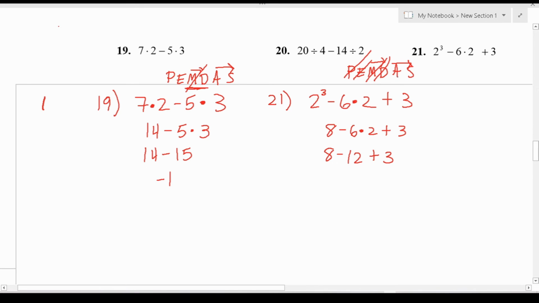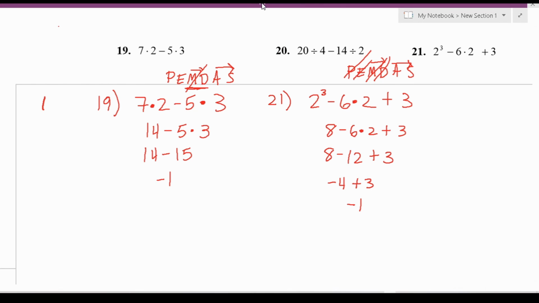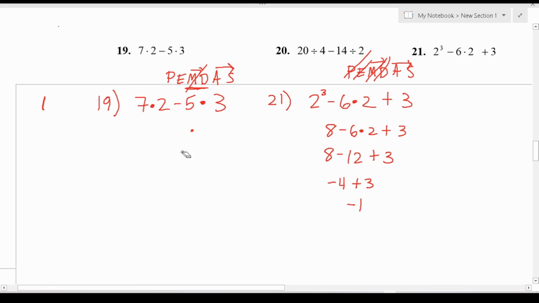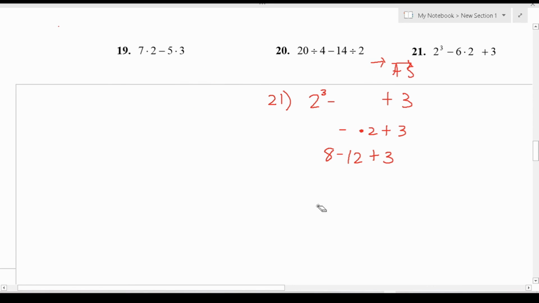And as I keep mentioning, we do those as they appear from left to right. So we treat them as equals. In this case, subtraction comes first. So we'll do that first. 8 minus 12 is negative 4. Negative 4 plus 3. So negative 4 plus 3 is negative 1. All right. Let's move on to the final problem in this video.